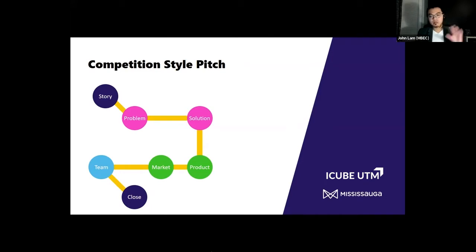All right, and team, it's more about confidence building, about why you should be the ones taking it forward. All right, so that's why the colors are there. That's competition style pitch. Again, not a one size fits all. You can manipulate it, but that's the pathway, and those are the elements that you can move around based on who you're presenting to and which competition you're presenting in, and the theme of the competition.